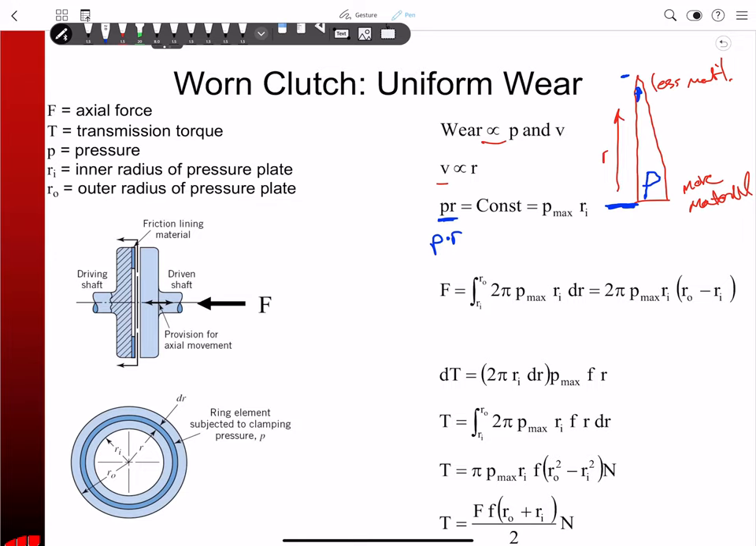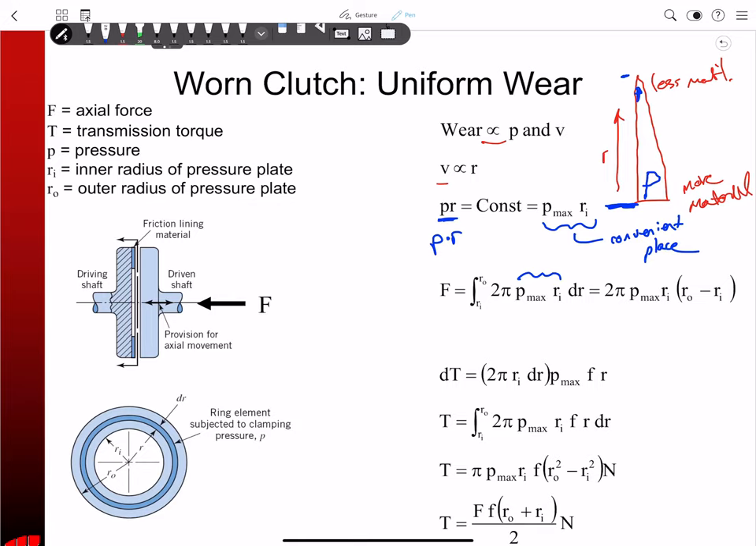So I'm going to pick it at a convenient place. If the pressure times the radius is constant, I'm just going to pick maximum pressure, which should result at my inner radius. So I'm just going to call that number a constant, okay? And that will show up here.